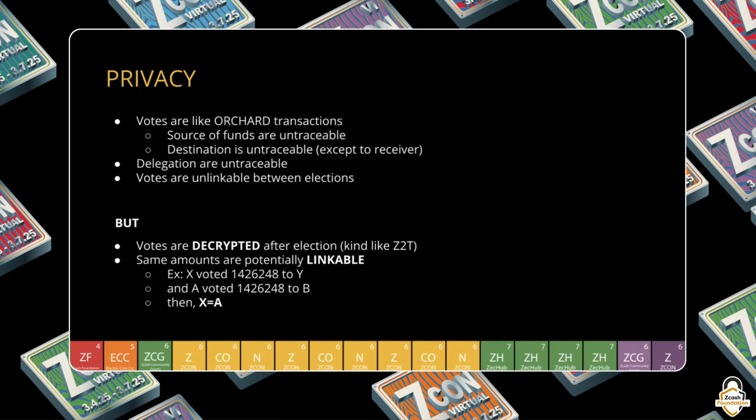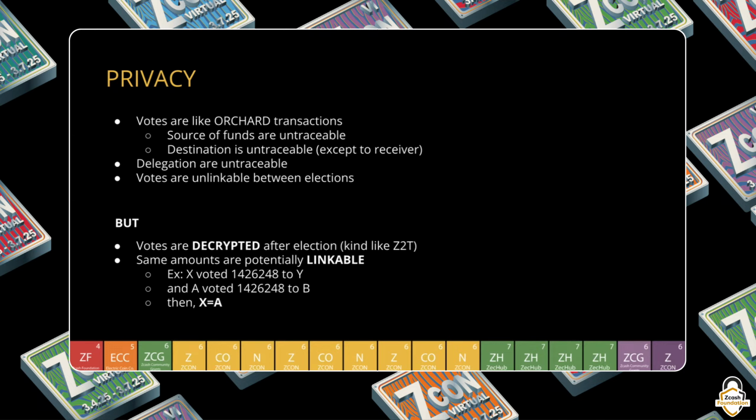So what we have here is that when you make a vote, the source of your funds is untraceable. We don't know where the funds come from. Then where you vote is also untraceable. Nobody can tell who you voted for. Delegation is the same thing. If you delegate to another person, that person does not know where the votes came from. And actually, if you don't keep track of it yourself, you would not even know where you sent your votes. Right?